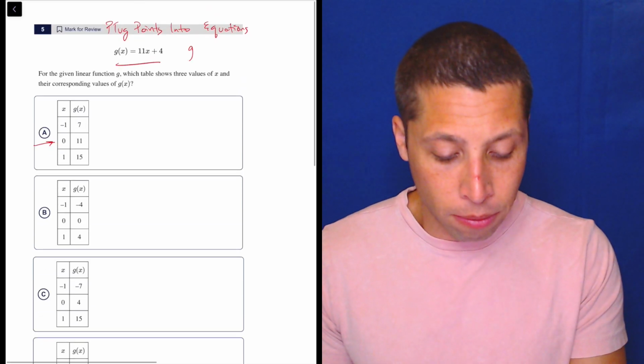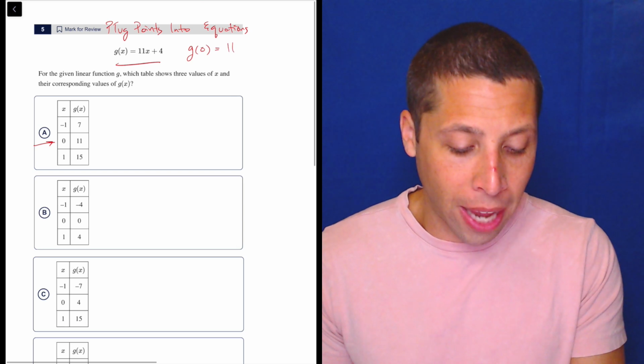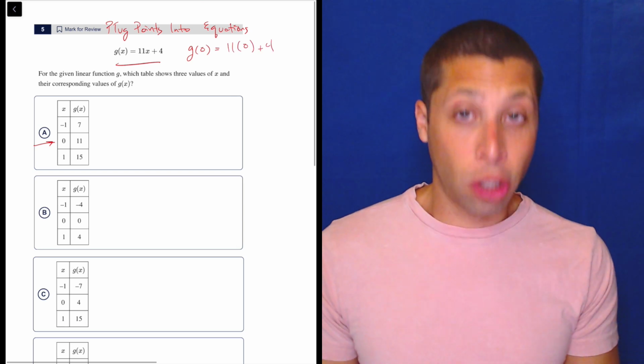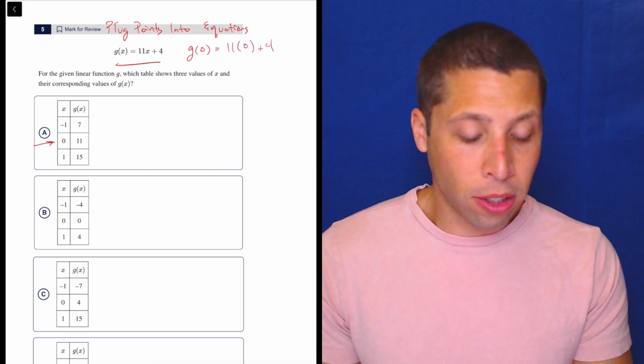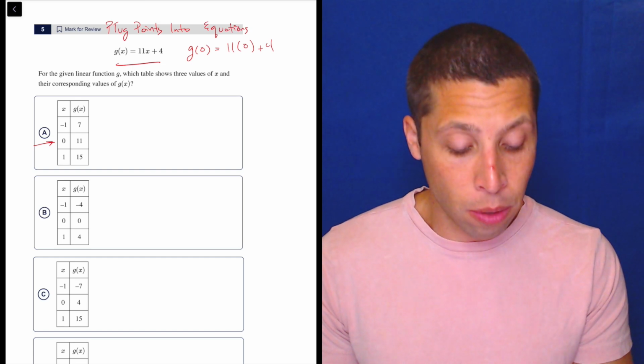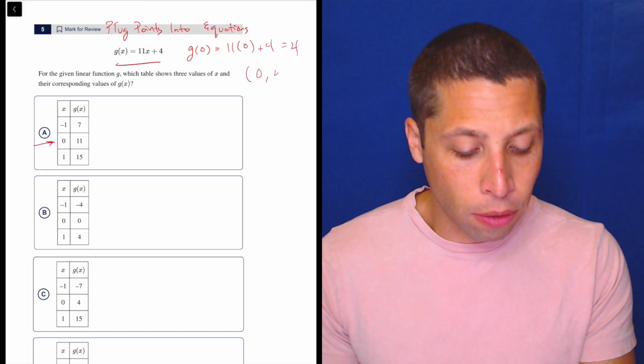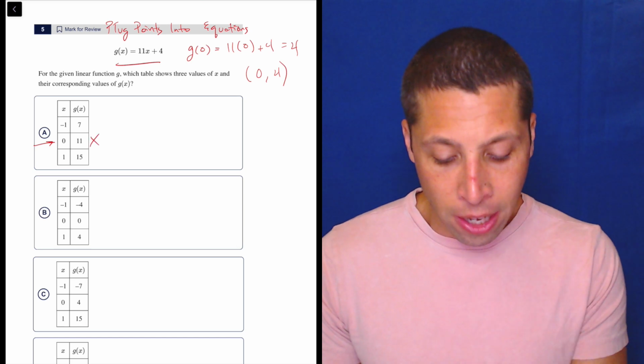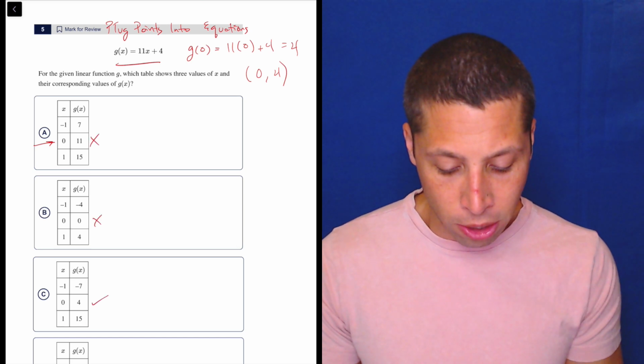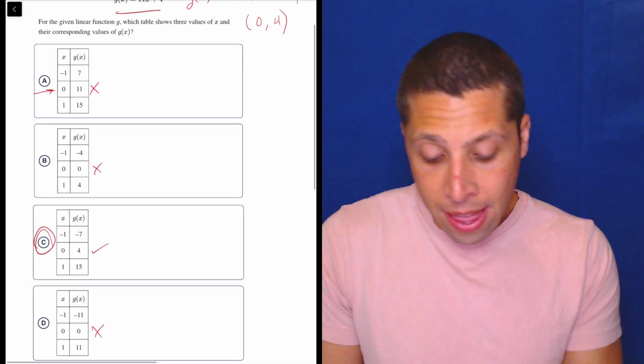So I'm going to say, well, what is g of 0? This is something I could do in my head, but just for the sake of showing you, right? This is kind of like a y-intercept. 11 times 0 is 0. 0 plus 4 is 4. So I'm looking for the point 0, 4 in my chart. It's not here in A, it's not here in B, looks good in C, not here in D. That's it, I'd be done.